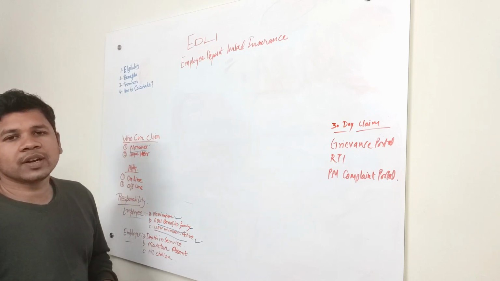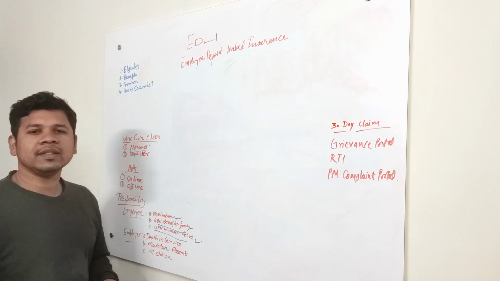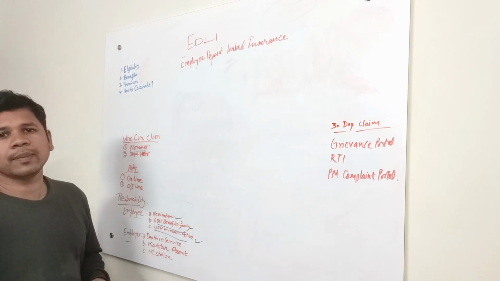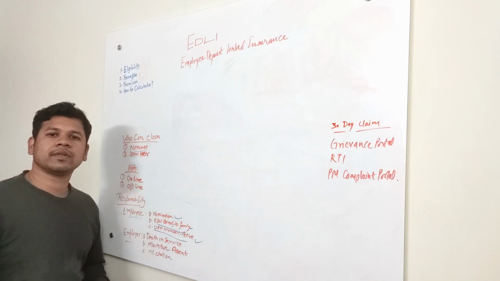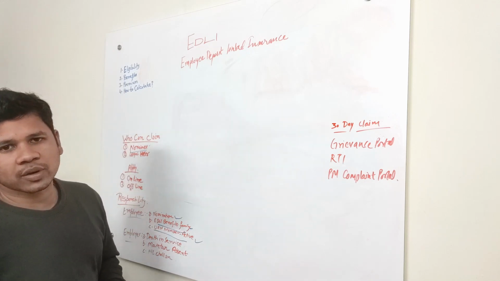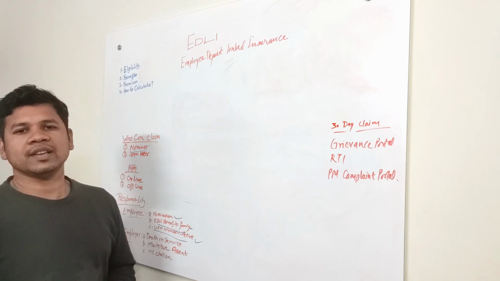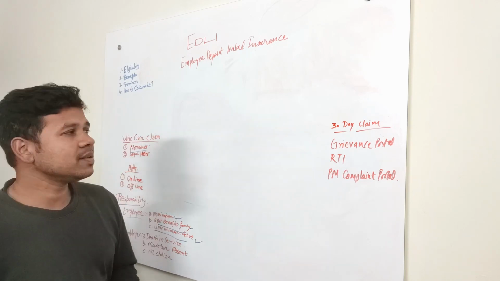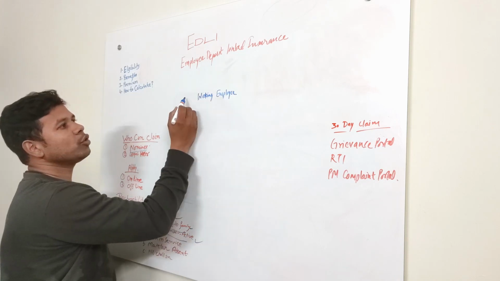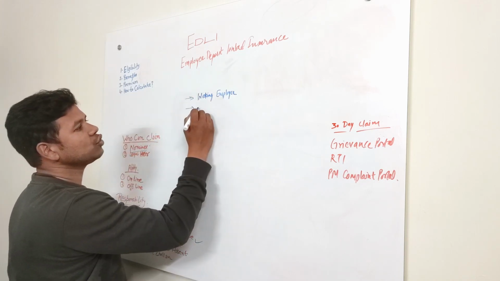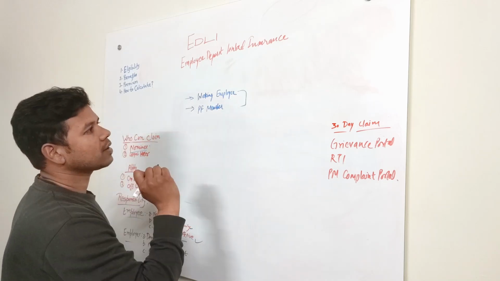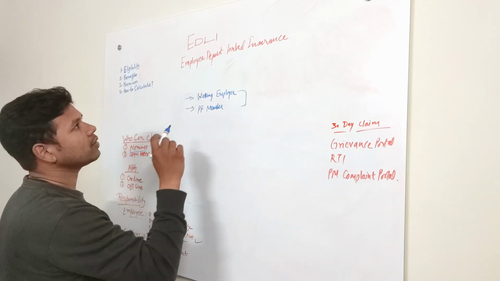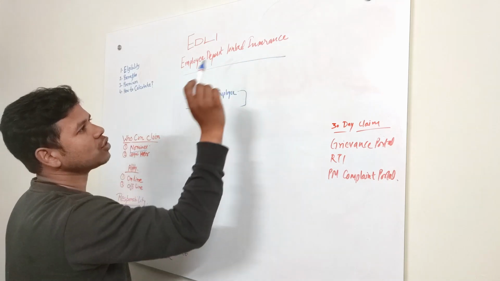This scheme was introduced by the Government of India in 1976 to make sure that if an employee dies while serving a company, and if he is a member of PF, then he gets a claim as an insurance amount for his family. To be eligible for a claim on death, the eligibility criteria is that he should be a working employee and he should be a PF member. If he qualifies these two criteria, then he is eligible for this Employee Deposit Linked Insurance claim.